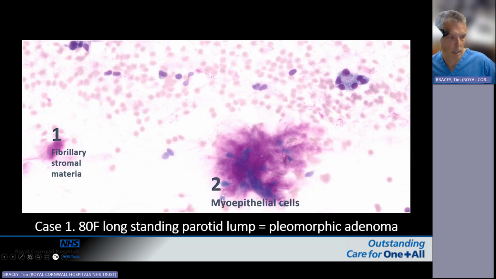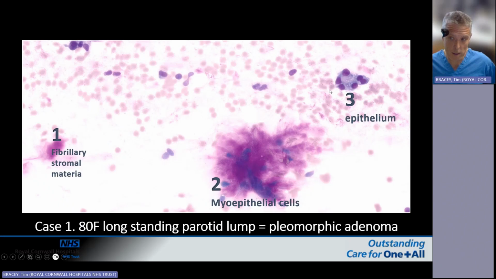You've got myoepithelial cells, which, a little bit like in fibroadenomas in the breast, often have this sort of lemon-shaped appearance, very scanty cytoplasm, and these need to be scattered around. If you can see these scattered around in the parotid FNA, you can be pretty confident that it's going to be a pleomorphic adenoma. And you want to see these both scattered around and also within the stromal clusters, not pushed to the edge of the stromal clusters. You want them to actually be admixed, and that's a reassuring feature.